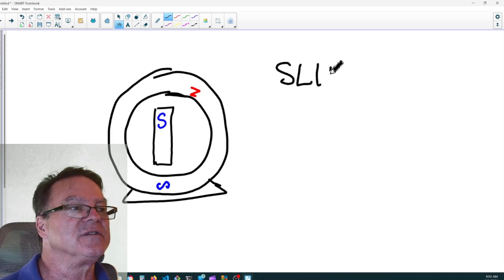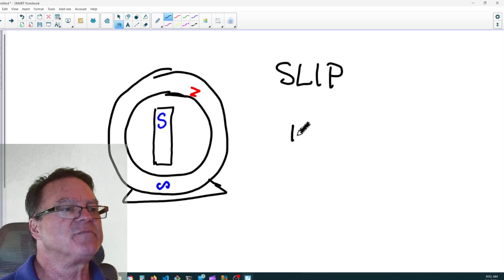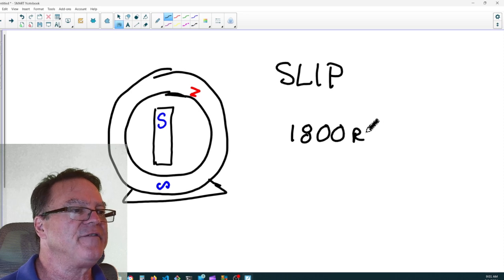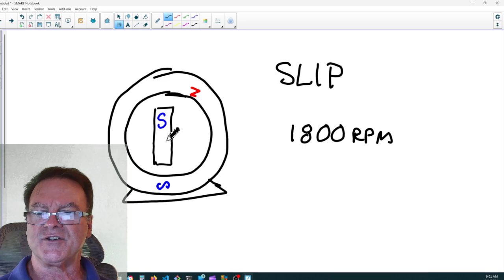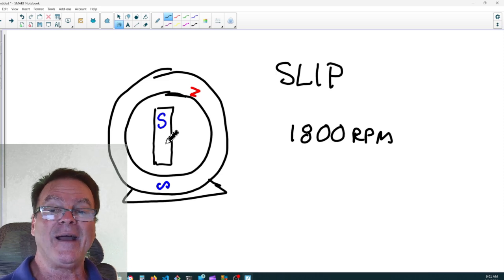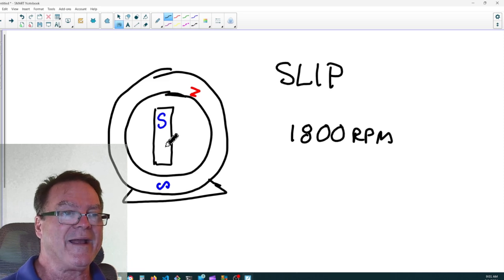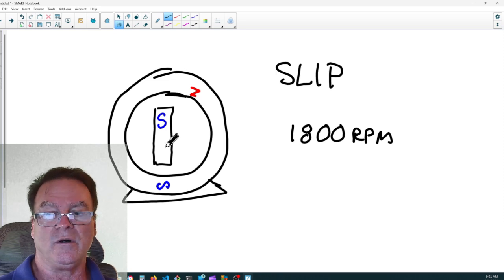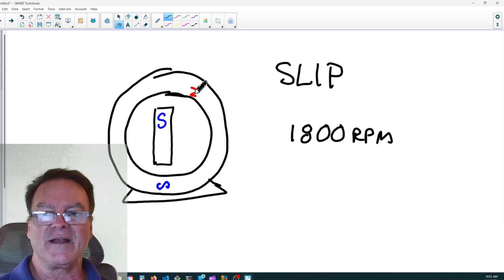This is called slip. So when I figure the synchronous speed of this motor, and I say, well, the synchronous speed of this motor is 1800 RPM, I figured it out mathematically. Well, this rotor is not going to turn at 1800 RPM. It might turn at 1750. We might get as much as 1770. It's going to be slower than the synchronous speed because we can never catch that rotating magnetic field.